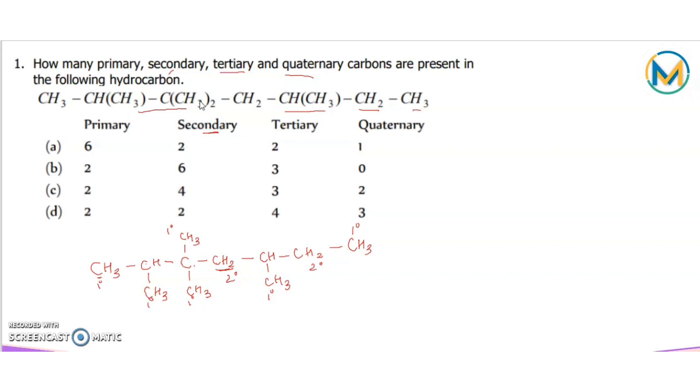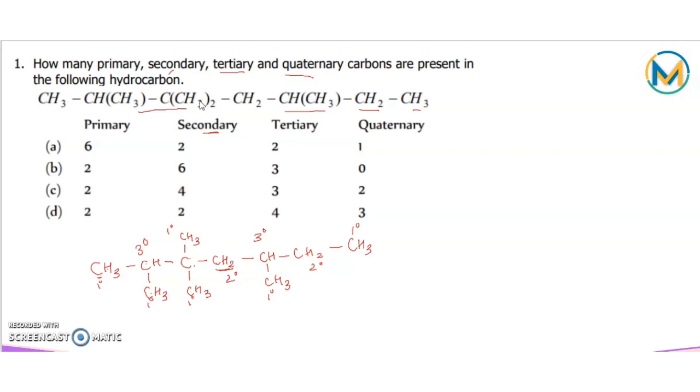Next, the tertiary one. So it's a CH group. The carbon which is attached to three other carbon atoms. So this carbon, if you look carefully, the CH is attached to one CH3, one C and one more CH3 group. And similarly here also, this CH is a tertiary carbon as it is attached to one CH2, another CH2 and this CH3 group.